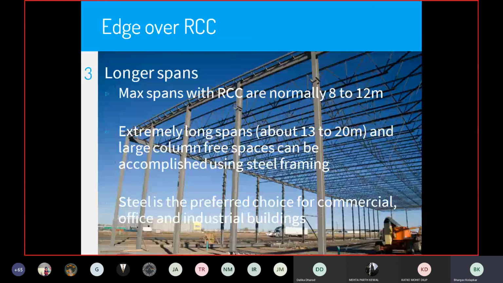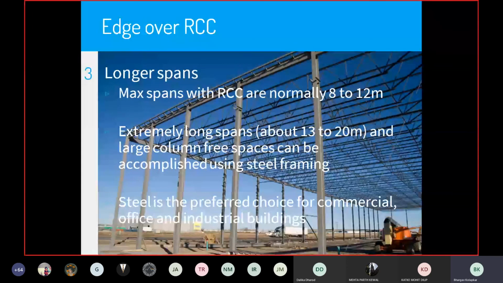But extremely long spans, say from 13 to 20 meters, and large column-free spaces can be accomplished using steel framing. So you can either have very deep girders, or you can have a series of trusses like you have in the picture shown in the background. Whenever the spans are very long, for example in airports, the amount of column-free space required is very large, and almost all the airports have trusses at the top so that you can achieve these column-free spaces.